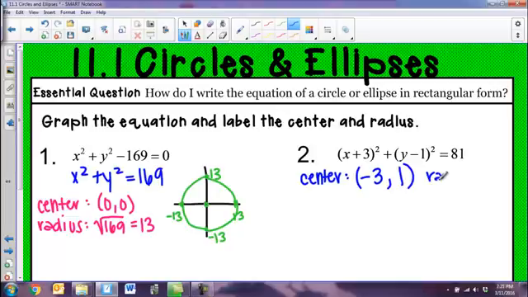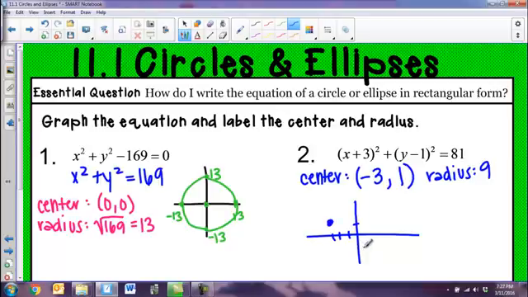This one's radius is the square root of 81, which is just 9. So when I go ahead and draw this, I'm going to start at my center. So I'm going to start at 1, 2, 3, up 1, and that's going to be my center. And again, your radius is going to tell you how far to go in any of the directions. So I know I need to go 9 out all the way around.